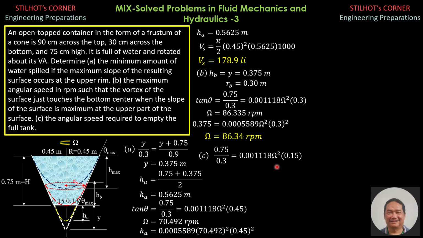0.001118 omega squared times radius 0.15 of this yellow imaginary parabolic surface. So omega is 122.1 RPM. Another way is h sub C is half of y, half of 0.375, then equals 0.000558 omega squared times 0.15 squared, and you'll get the same answer, 122.1 RPM. So that's it for this video.